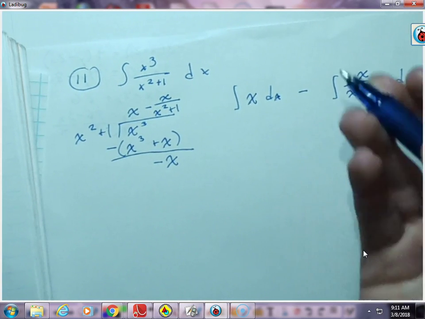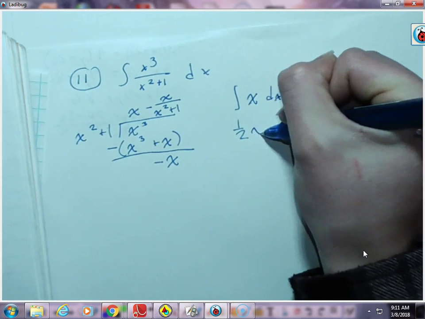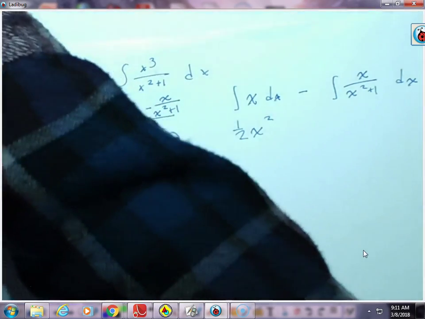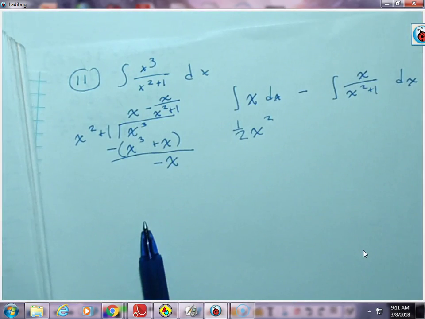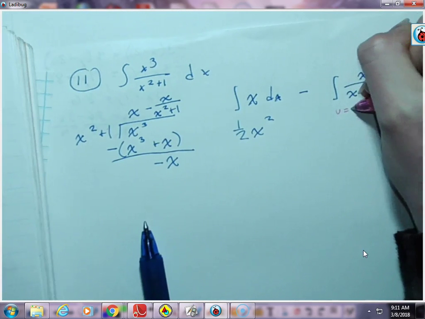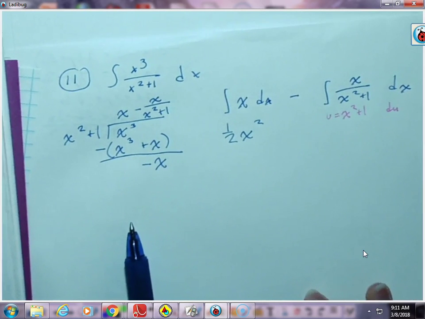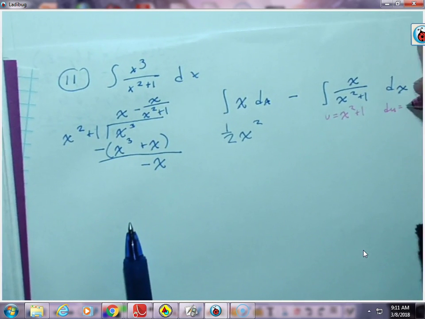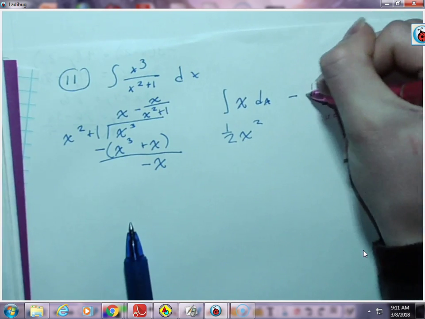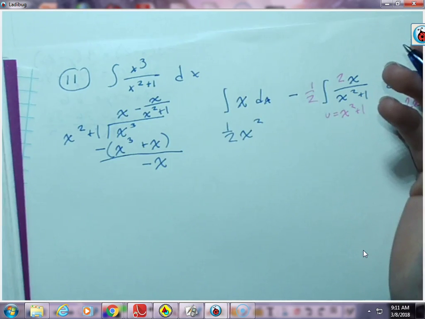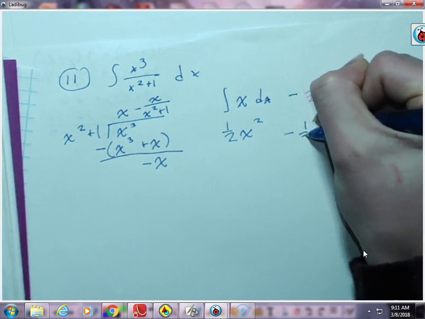And so this one is just really easy. It's just 1/2 x squared. So I just left it as is and went over here. And so I set u equal to the denominator. Can you see it? And so we're missing a 2. Yeah. So from there I just changed everything to use u.